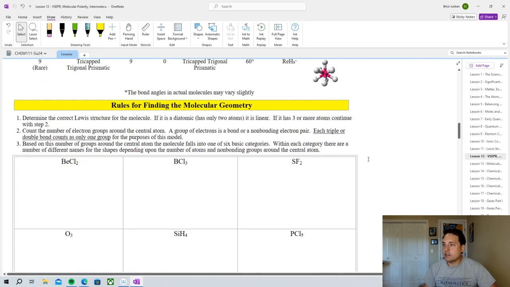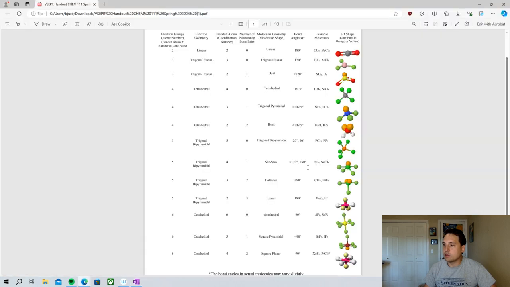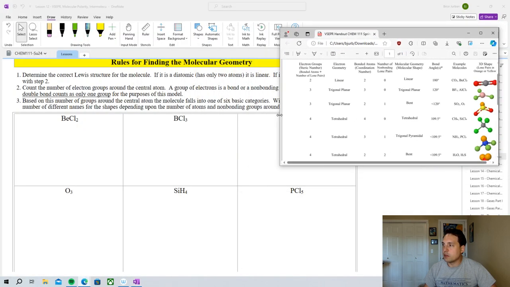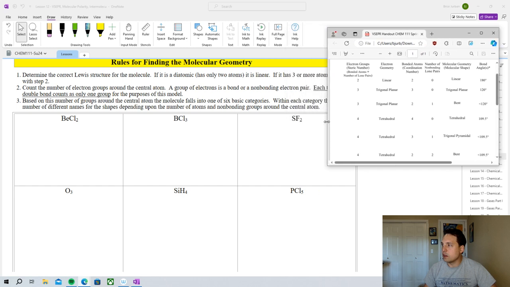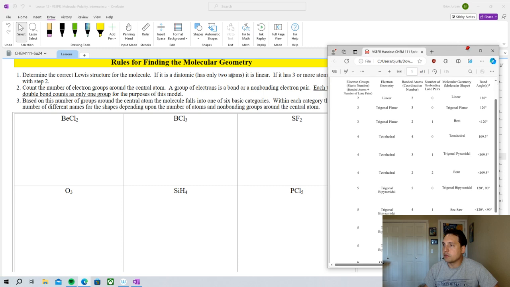Now, how do we find the molecular geometry? This is what we're going to spend a lot of the rest of this lesson doing, just playing around with drawing some Lewis structures and determining what the molecular geometry is. We'll make use of this handout. I'll show you how to use it. So let's go ahead and just pull this up. We'll start by drawing the Lewis structure for these molecules. And if it's a diatomic molecule, it only has 2 atoms. It's definitely going to be linear.